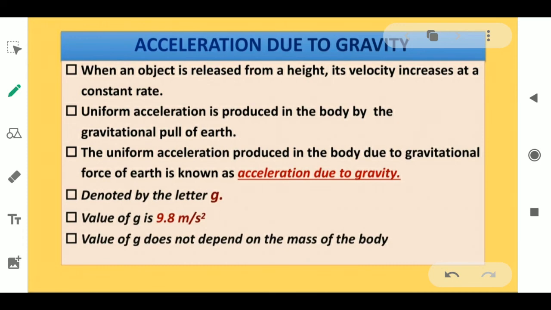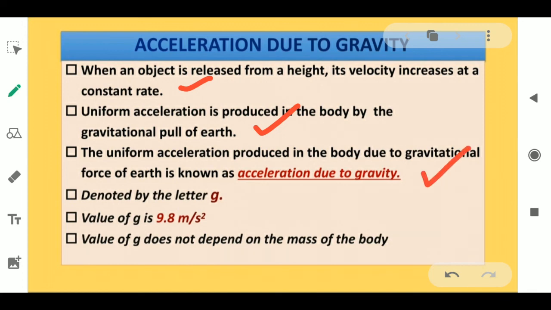Next, acceleration due to gravity. When an object is released from a height, its velocity increases at a constant rate. That is the first point. Second point, uniform acceleration is produced in the body by the gravitational pull of Earth. The uniform acceleration produced in the body due to the gravitational force of Earth is known as acceleration due to gravity.